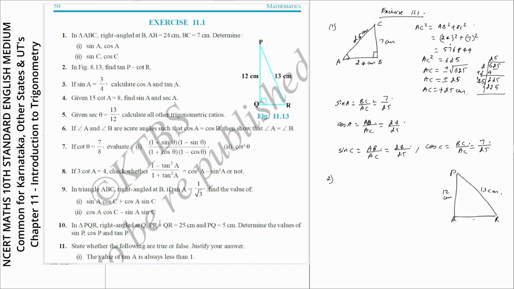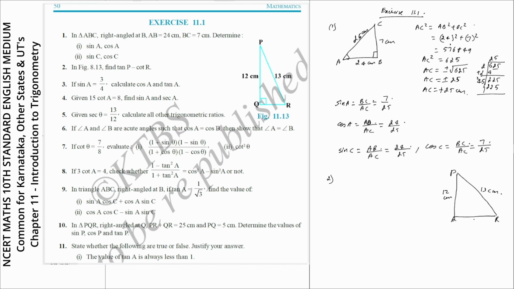Exercise 11.1, question number 2. In figure 8.13, find tan P minus cot R. So the figure is not 8.13, it's 11.13. Okay, find tan P minus cot R. So before that we should find QR.